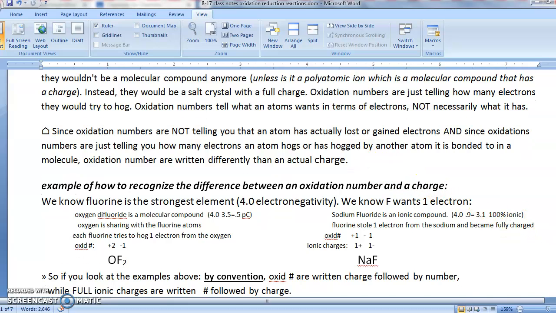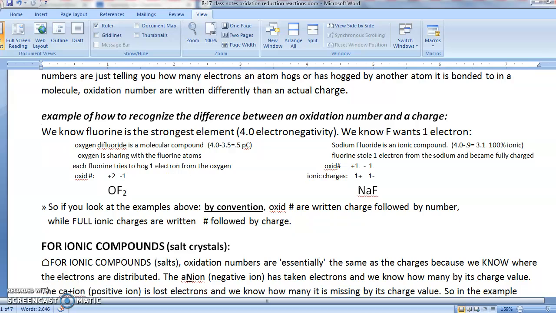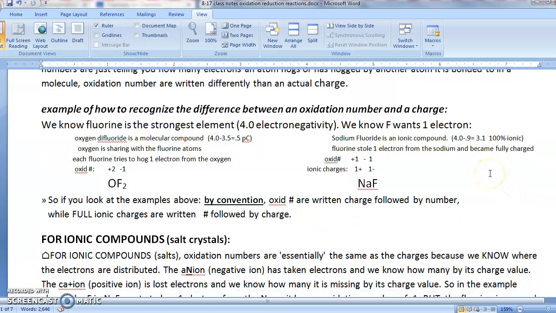How can we recognize the difference between an oxidation number and an actual ionic charge? Once again, we know fluorine is the strongest element with a 4.0 electronegativity, and we know fluorine wants one electron. It starts with 7. It's in the halogens. They all start with 7. They're in Roman 7. Fluorine needs 1 to satisfy the octet rule.